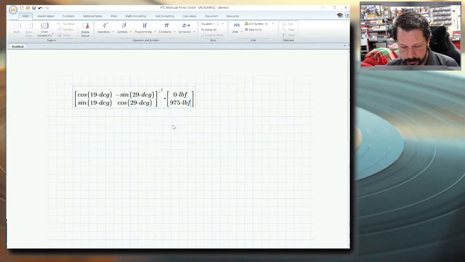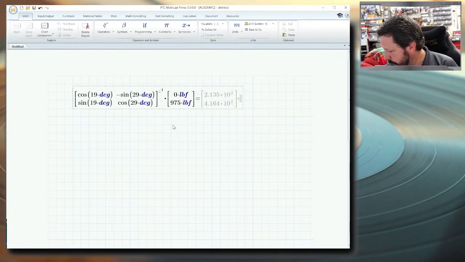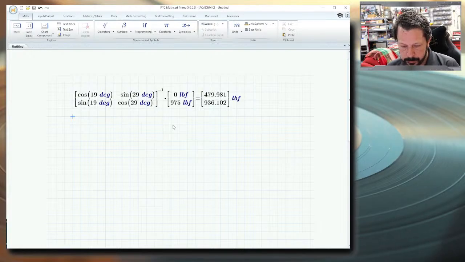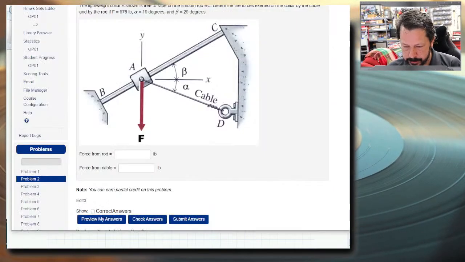And then hit equals, and let's make it in pounds. And 479 or 480 pounds, 936 pounds. I don't actually know the right answers. Let's see. Let's check our correct answers.